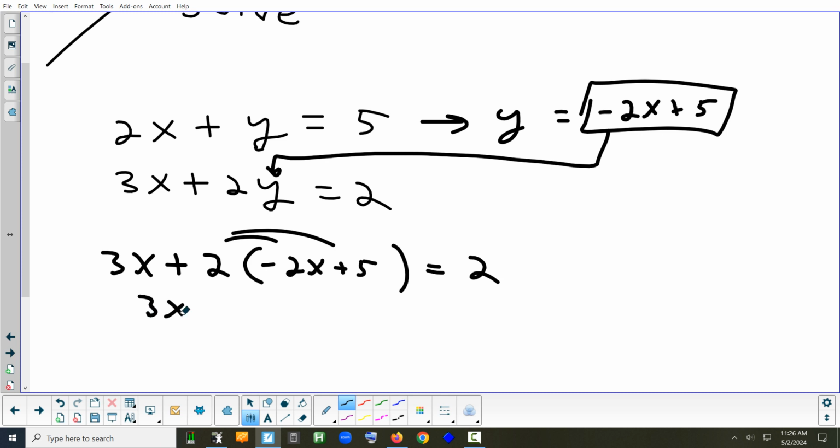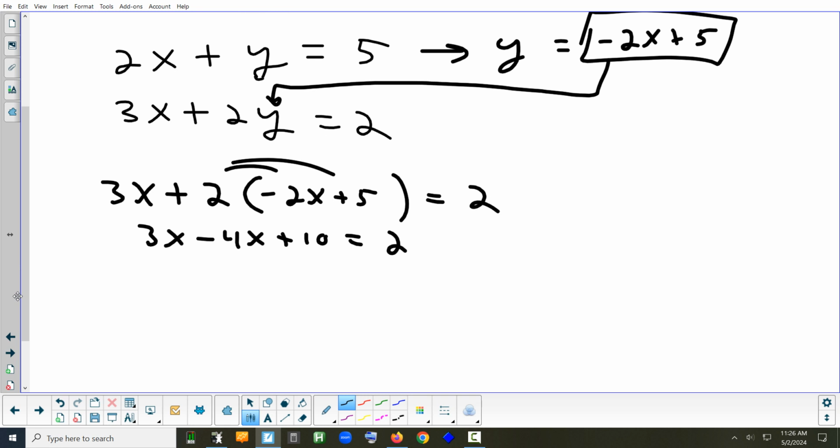Okay, so solve that. We get negative 4x plus 10. What do you get when you combine your x's on the left? Yeah. Negative 4x plus 10. Oh, sorry. You get negative x plus 10. Negative x. I was looking at parentheses. And let's move the 10 to the other side at the same time. Negative 8. Ending in x equals 8.